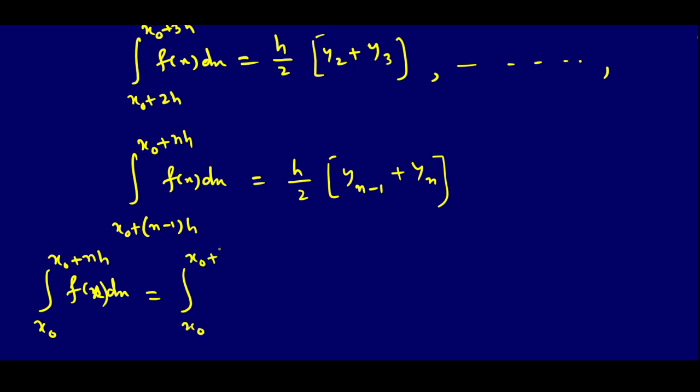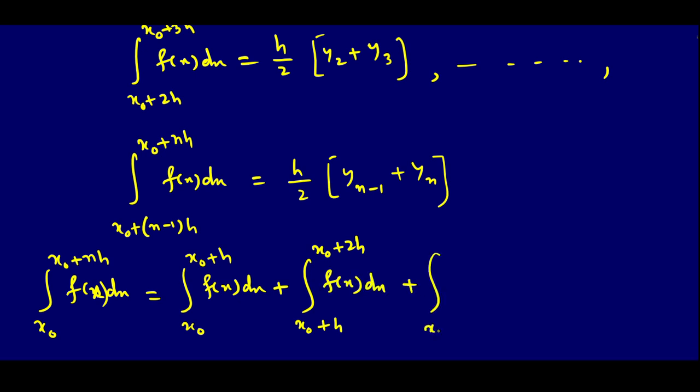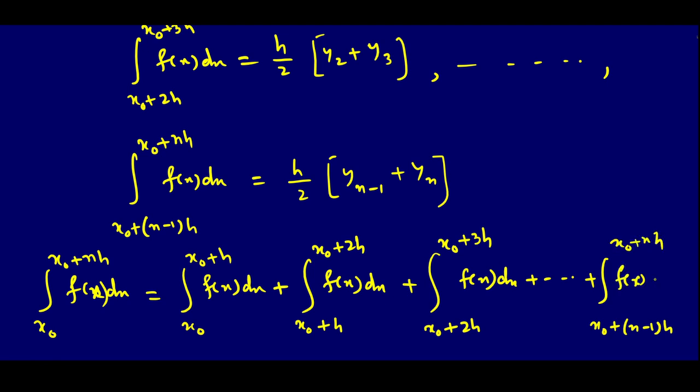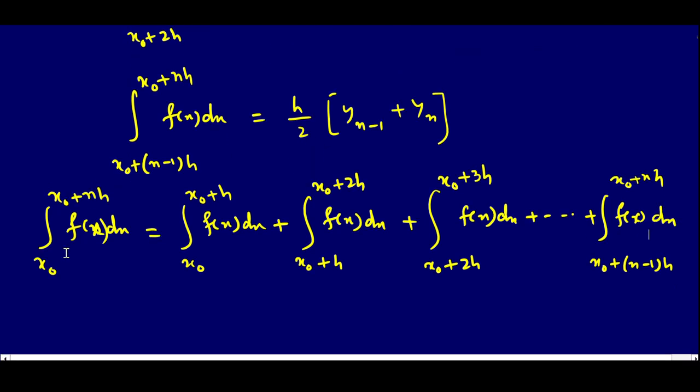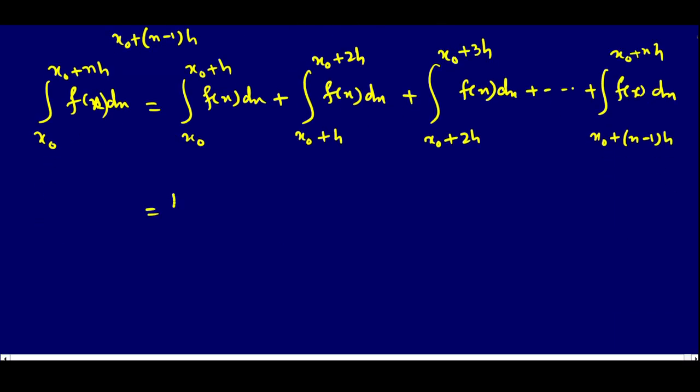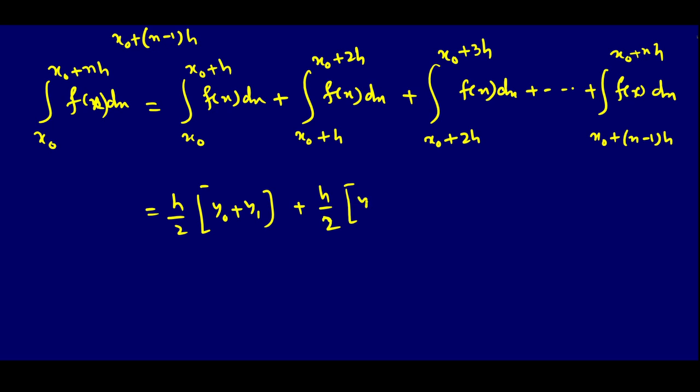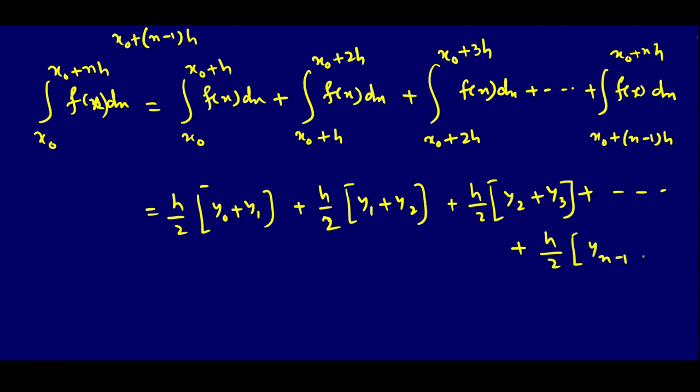the first integration from x0 to x0 plus h of f(x) dx, plus the integral from x0 plus h to x0 plus 2h of f(x) dx, then the integral from x0 plus 2h to x0 plus 3h of f(x) dx. In the same way, our last integration will be from x0 plus (n minus 1)h to x0 plus nh of f(x) dx. All the values we have already. The first value of the integration is h by 2 times (y0 plus y1), then the second one is h by 2 times (y1 plus y2), then h by 2 times (y2 plus y3). In the same way, our last one will be h by 2 times (y(n minus 1) plus yn).